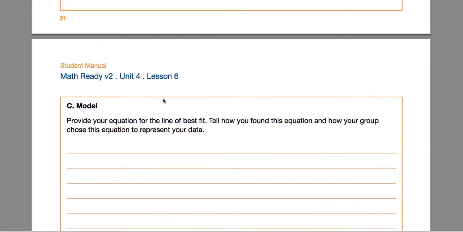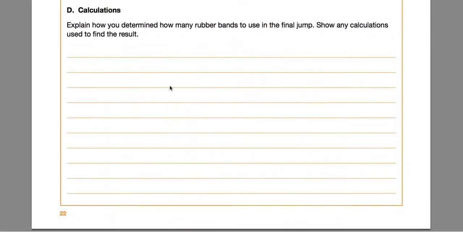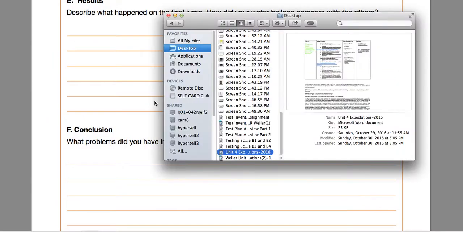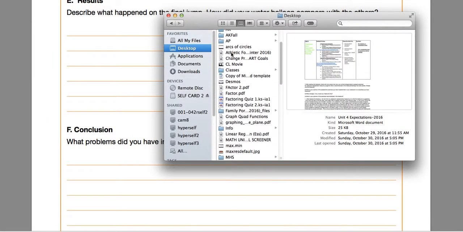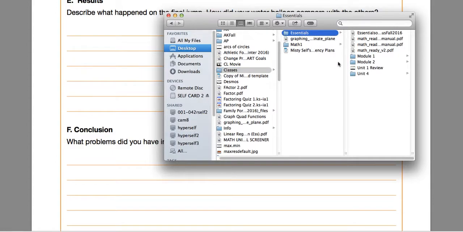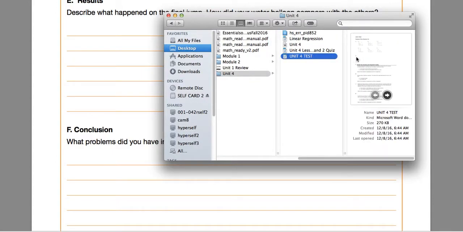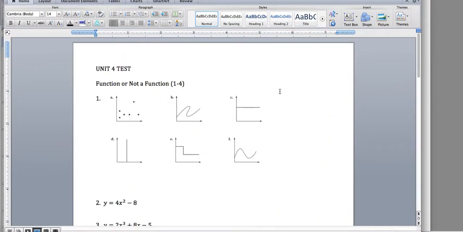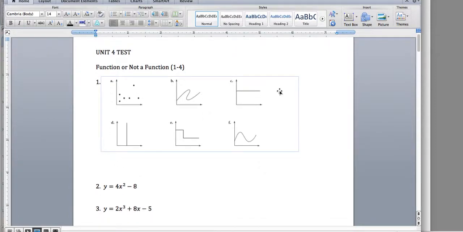And then the line of best fit, less than 6, you do not have to do. You don't have to worry about that. What I would like for you to concentrate on is the questions that I gave you in your Unit 4 test. Again, this is on an email that I sent you.